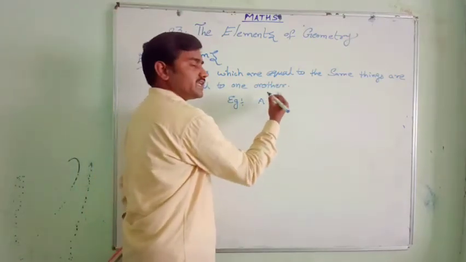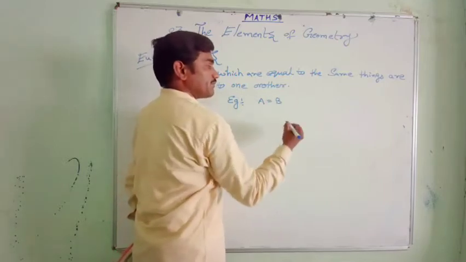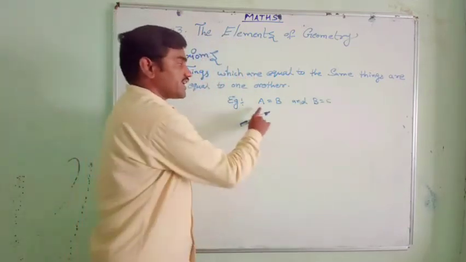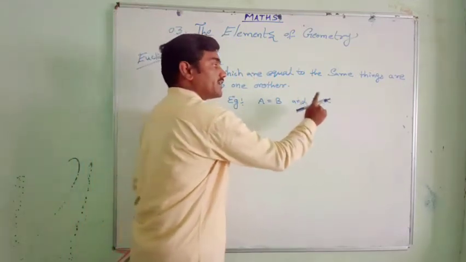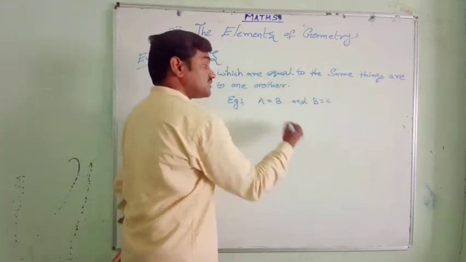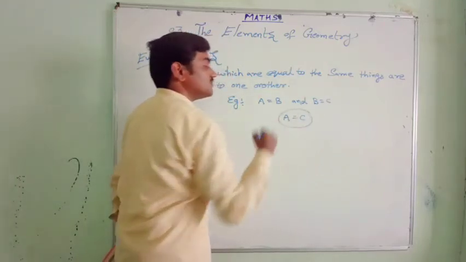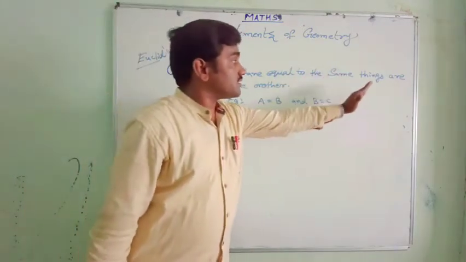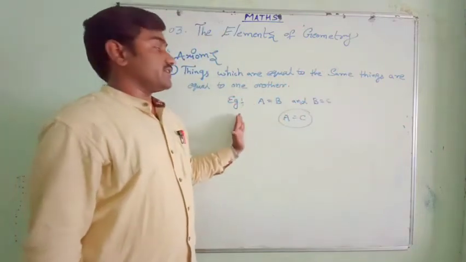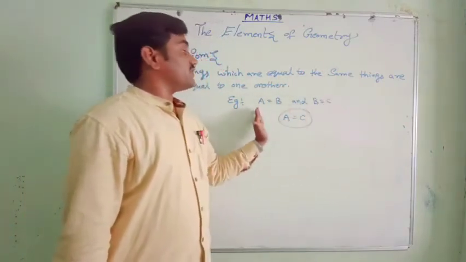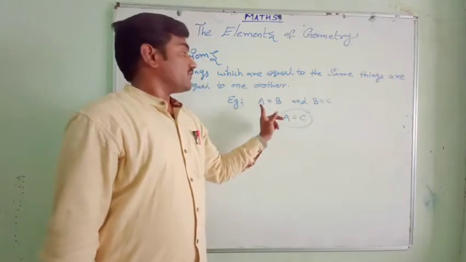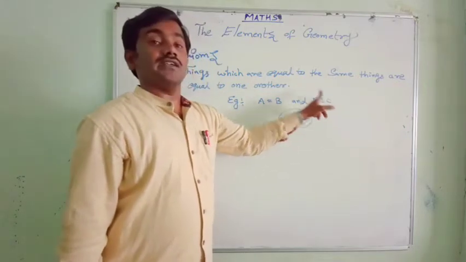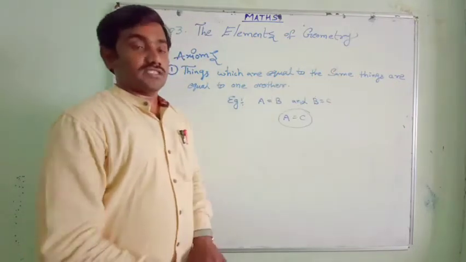Suppose A is any unknown thing. If A is equal to B and B is equal to C, then A is a thing equal to B, and B is another thing equal to C. Hence we can write A is equal to C directly. Yes, the things which are equal to the same things are equal to one another. If A is equal to B and B is equal to C, then we can also say A is equal to C.